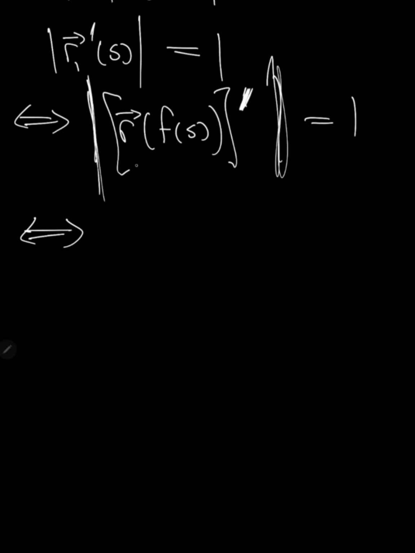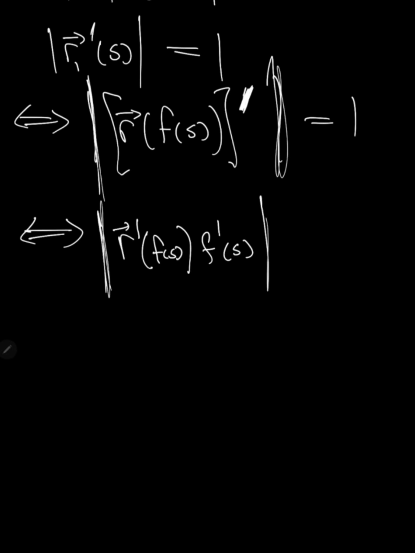All right, but what is this? Let's calculate the inside. This is why we talked about the chain rule in the last section. We're going to use the chain rule on the inside. We're going to take the derivative of this composition. That's going to be R prime of f of S times f prime of S, and then the length of that should be 1. Again, everything here is perfectly legal. f prime of S is a regular function. So if I plug in any particular S, f prime of S is just a number.